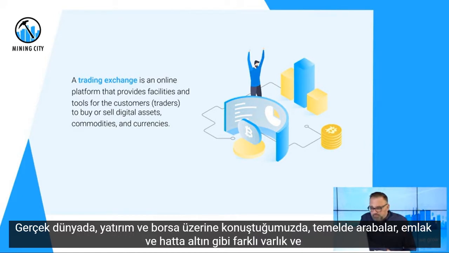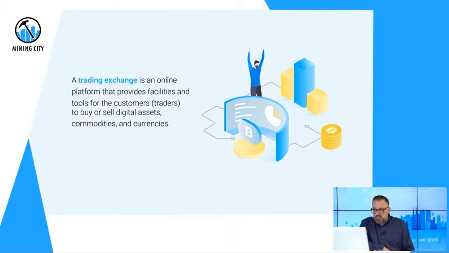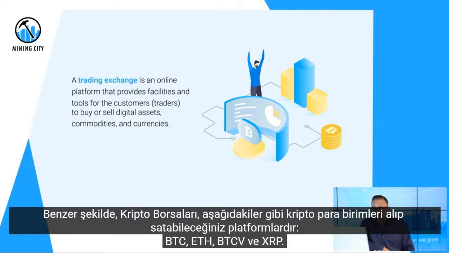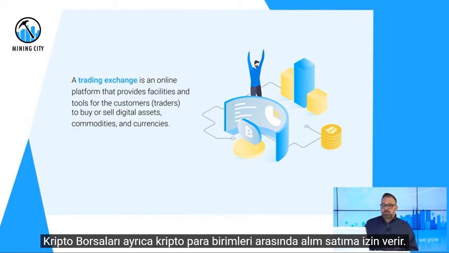In the real world, when we talk about trading and exchanges, we are basically talking about the buying and selling of different types of assets and commodities, like cars, real estate, even gold. In a similar manner, crypto exchanges are platforms where you can buy, sell cryptocurrencies like BTC, ETH, BTCV, or XRP. Crypto exchanges also allow trading between cryptocurrencies.